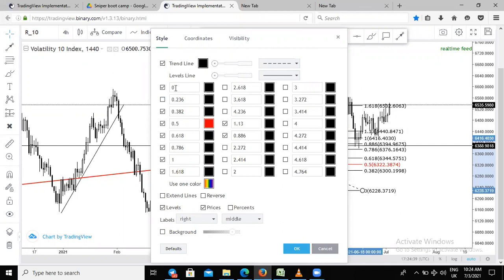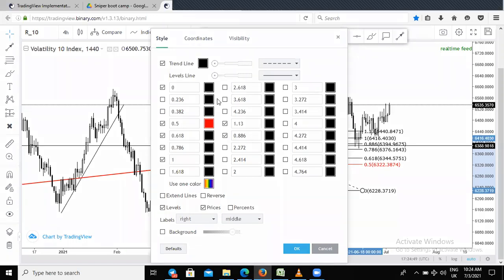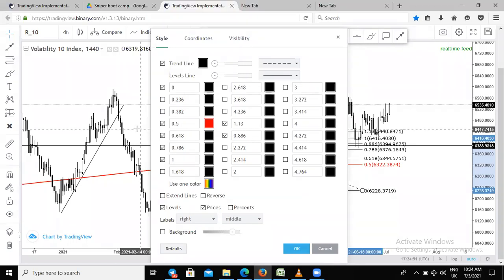I use the zero. I use the 0.5. I don't use the 0.382. I don't use 1.618 except if I want to use it for harmonic patterns. I make use of these basic ones. Do you understand? I make use of this, and then you can see how it looks like.